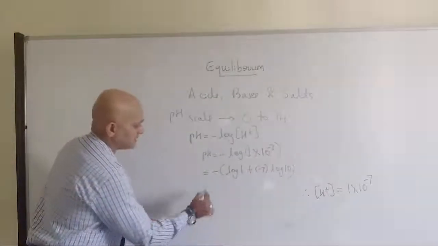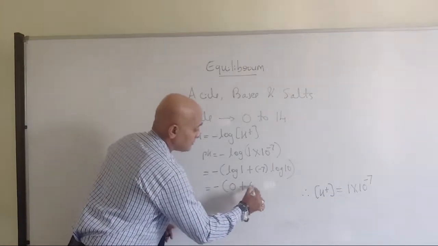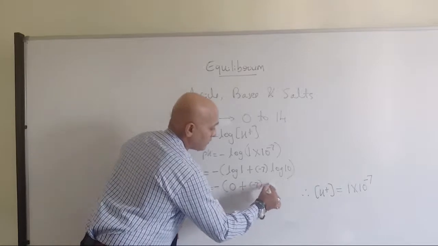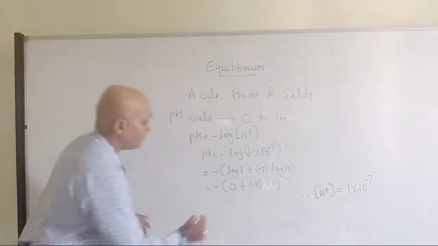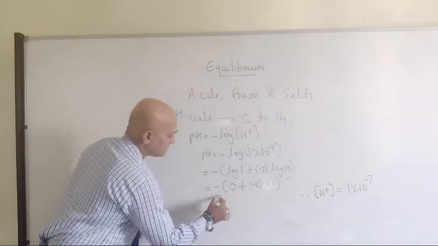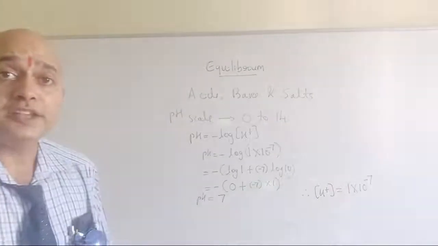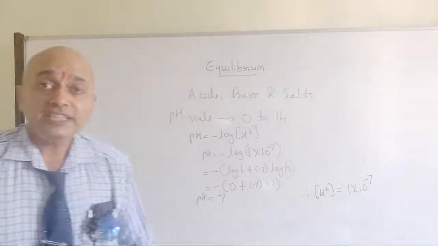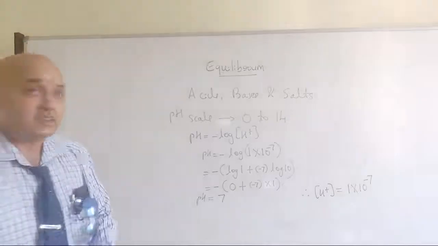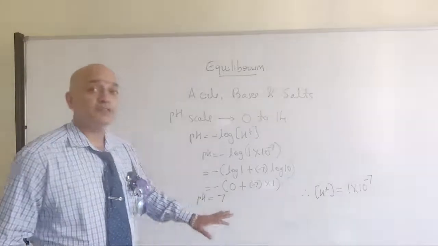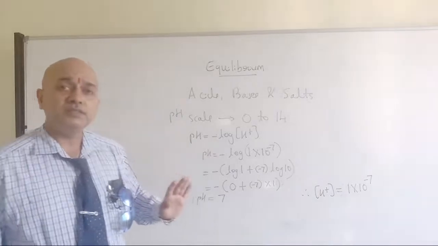So what it means? Log of 1 is 0, plus minus 7 times log of 10, and log of 10 is 1. So therefore minus minus will become plus. So pH is equal to 7. Therefore at neutral condition, where H plus concentration is equal to OH minus, at that particular condition the pH value will be 7. All of you have understood? Any doubts?